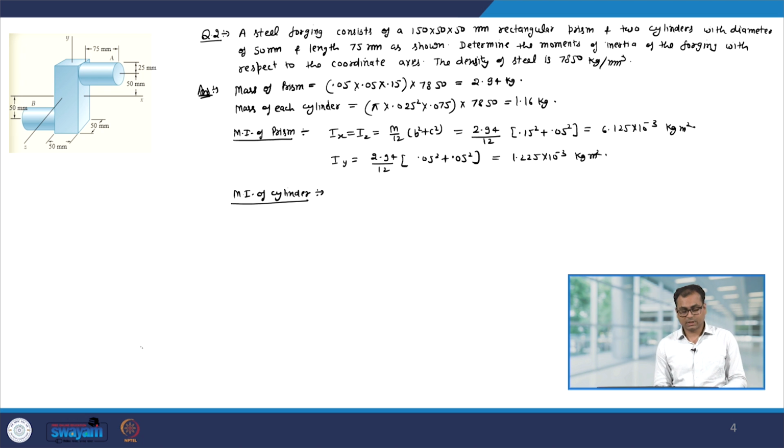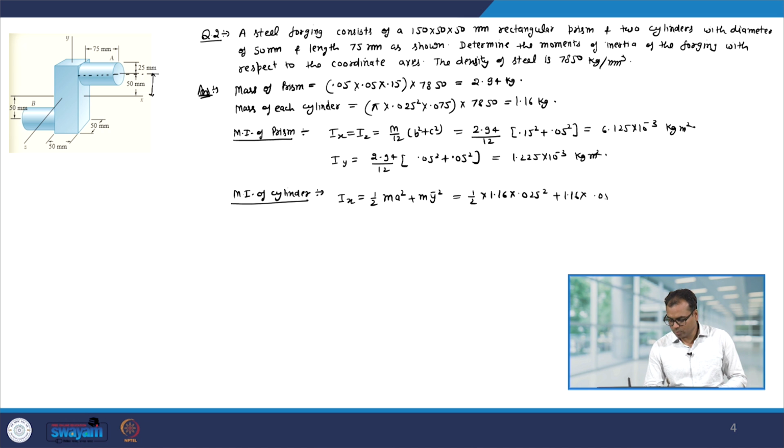So, the moment of inertia of the cylinder about the x axis is half m a squared plus m y squared, let us say. Okay. So, first I calculate the moment of inertia about this axis, and then m into this distance squared. So, it will be half into 1.16 into 0.05 squared plus 1.16, which is the mass, into the distance 0.05 squared, and that comes out to be 3.263 into 10 to the power minus 3 kg meter square.